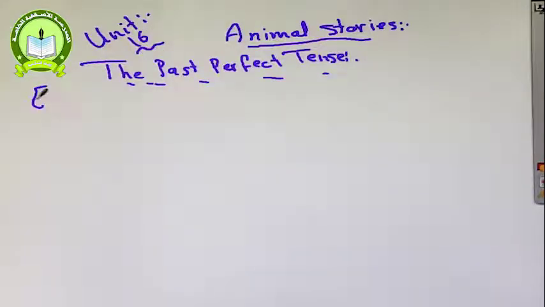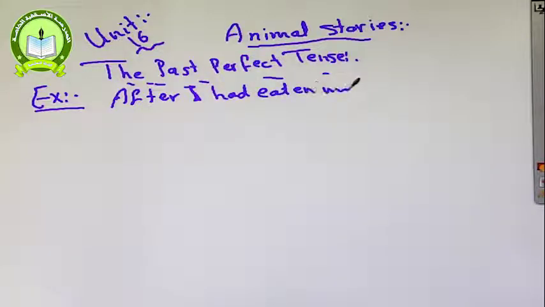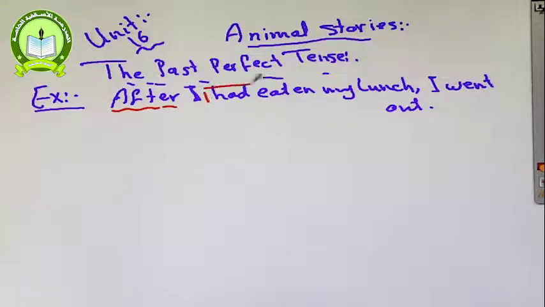Let's have another example. If I say, after I had eaten my lunch, I went out. Also, this is another example to talk about the past perfect with after. After I had eaten, this is the first action that happened first, past perfect, then the past simple that happened after that.